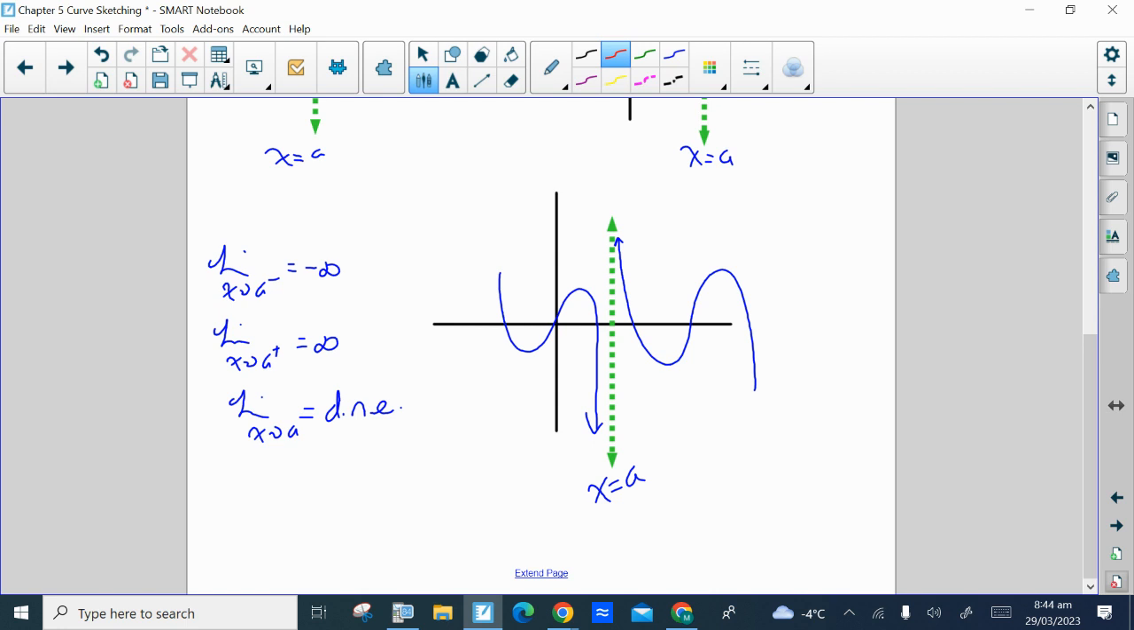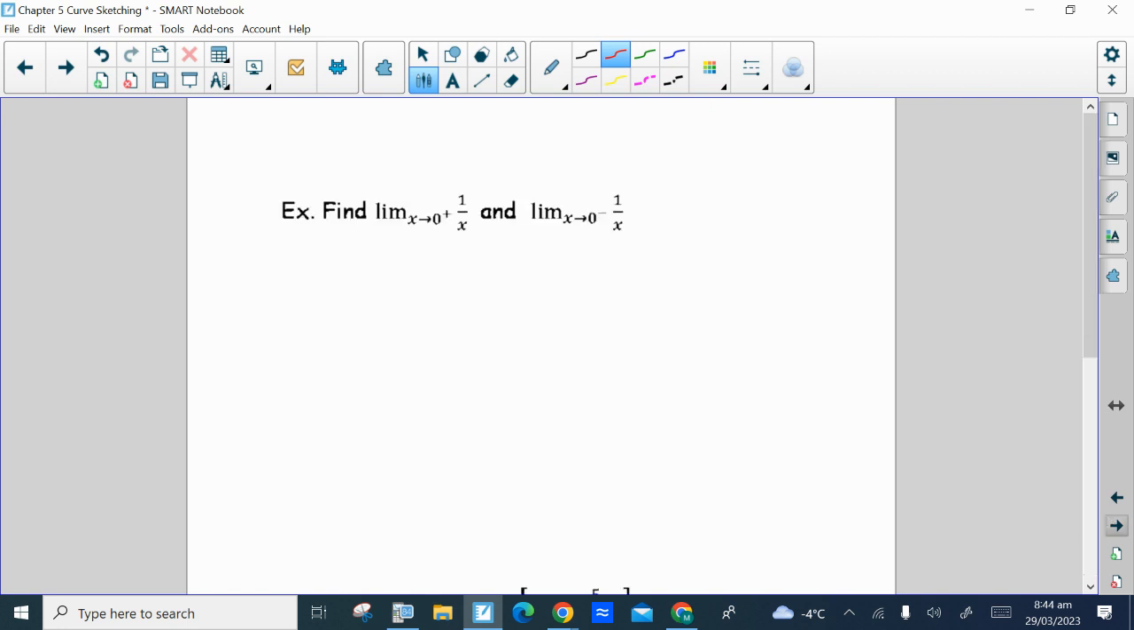And sometimes a graph will approach positive infinity on one side of the vertical asymptote, negative infinity on the other side. So the two-sided limit will not exist. We can say the limit as x approaches a from the left is negative infinity. The limit as x approaches a from the right is positive infinity. And because they're approaching two different values, the limit as x approaches just a does not exist. So we've seen that before.